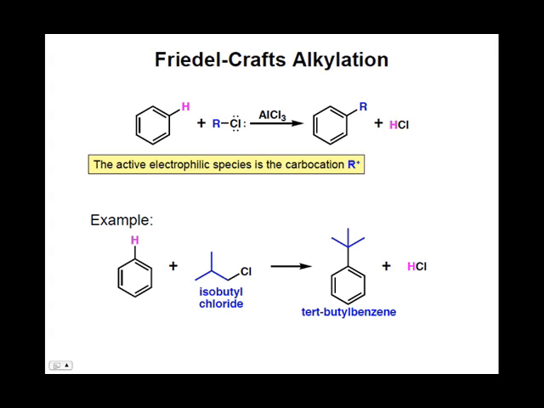Aluminum trichloride catalyzes this reaction by helping the chlorine dissociate from the carbon atom to generate an electrophilic carbocation species. The carbocation that is generated then is a strong enough electrophile to react with aromatic rings. In this example, benzene can react with isobutyl chloride to produce tert-butylbenzene in an electrophilic aromatic substitution mechanism.